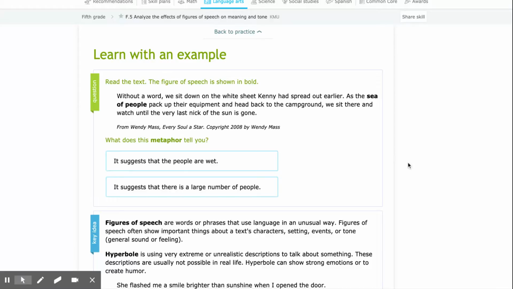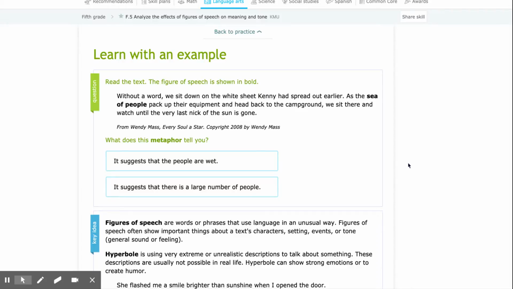Let's take a look at our example. Read the text, then the figure of speech that's shown in bold. Without a word, we sit down on the white sheet Kenny had spread out earlier. As the sea of people pack up their equipment and head back to the campground, we sit there and watch until the very last nick of the sun is gone.